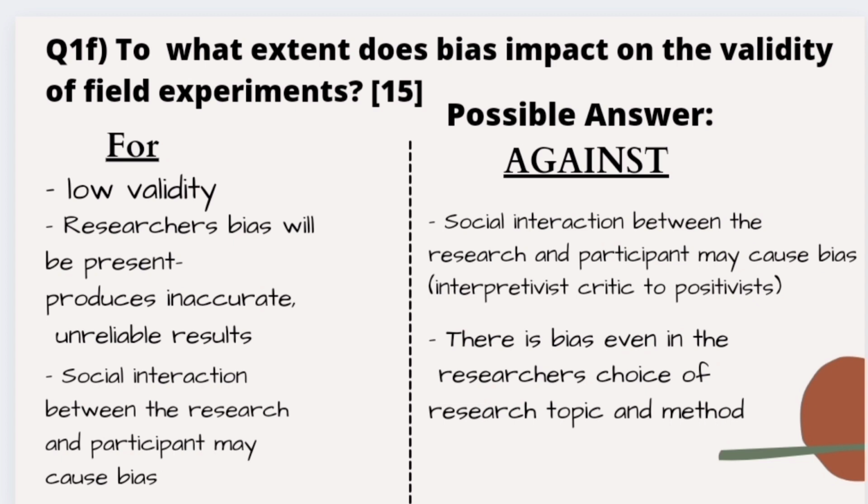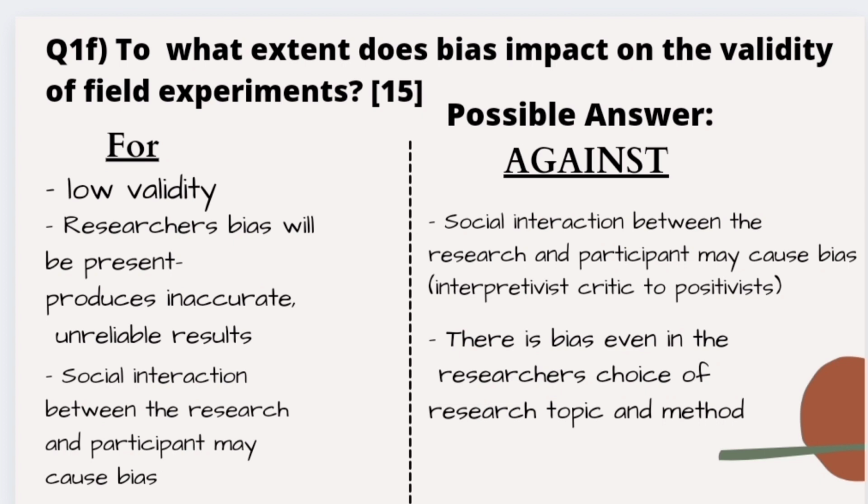Okay, so now we move on to our last question, which is part G, which says, to what extent does bias impact on the validity of field experiments? And you need to understand here to what extent. So to what extent means that you need to give both sides over here. And we're going to break that question down. And what does bias mean? So bias is when your own subjectivities come into the research, when your own interpretations influence your research results.